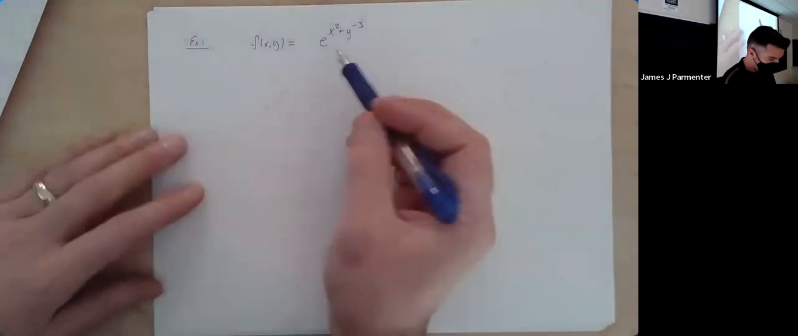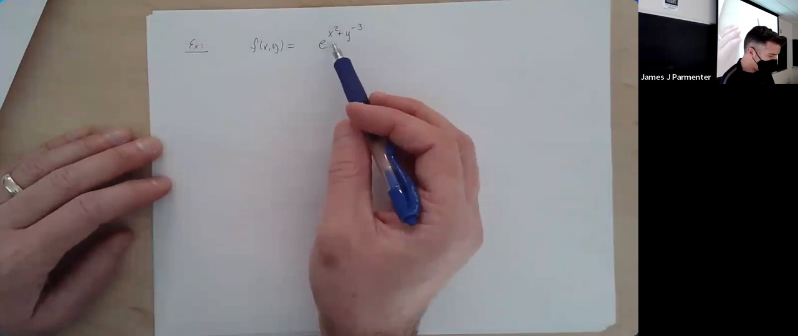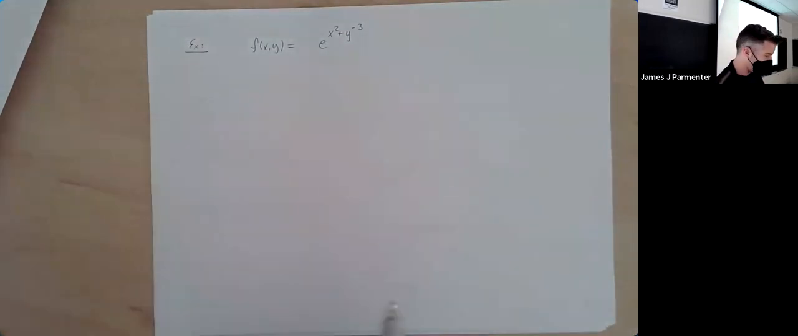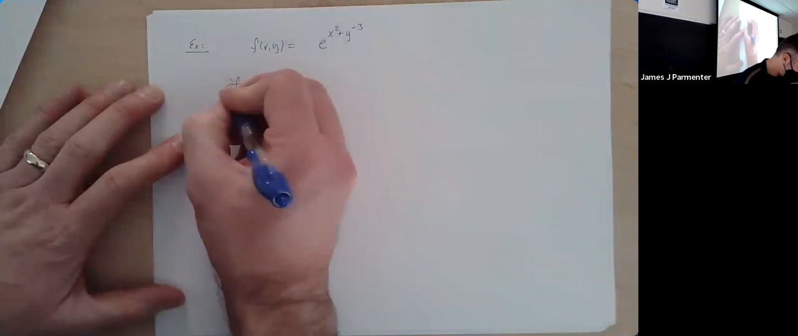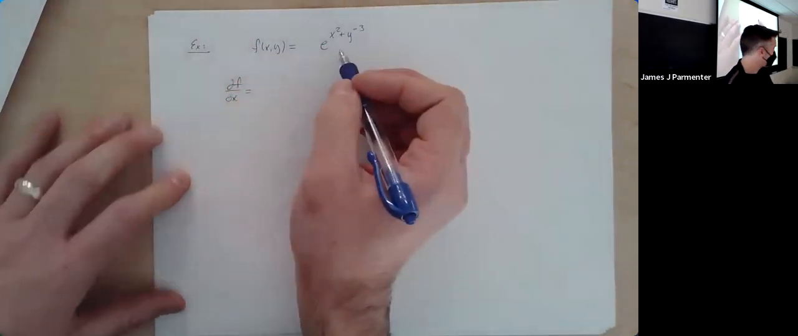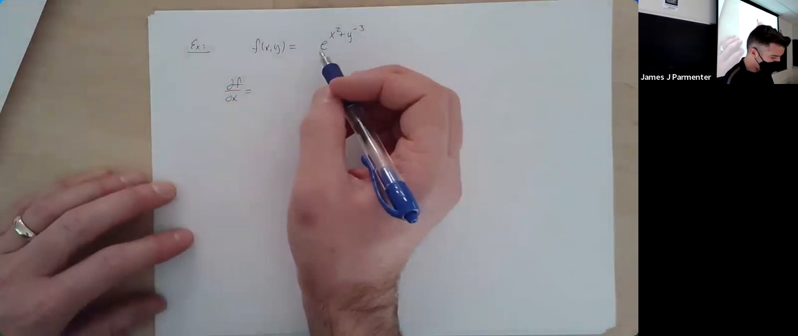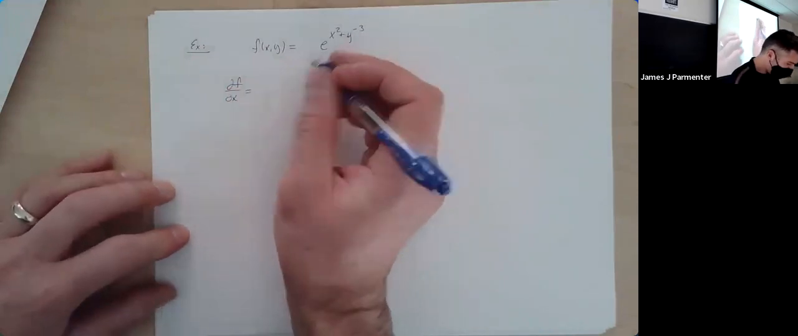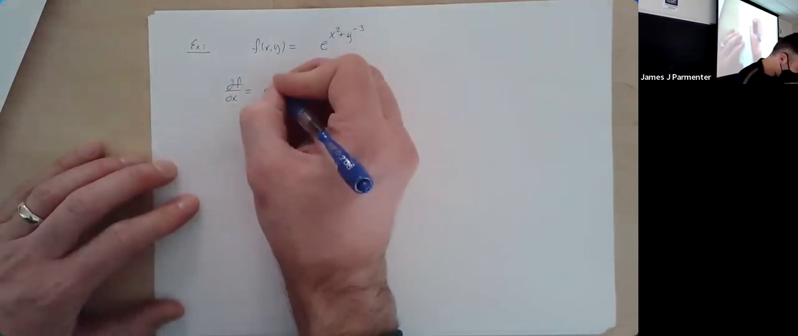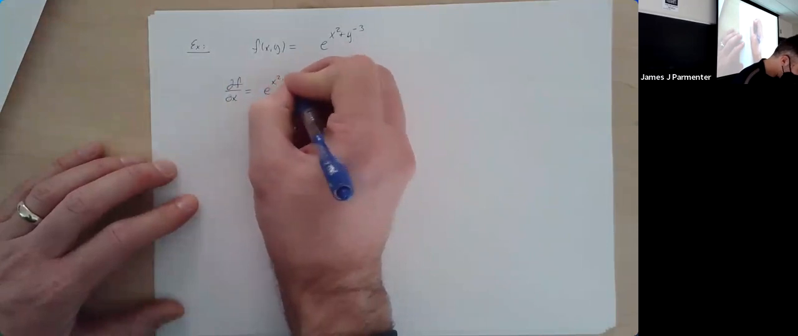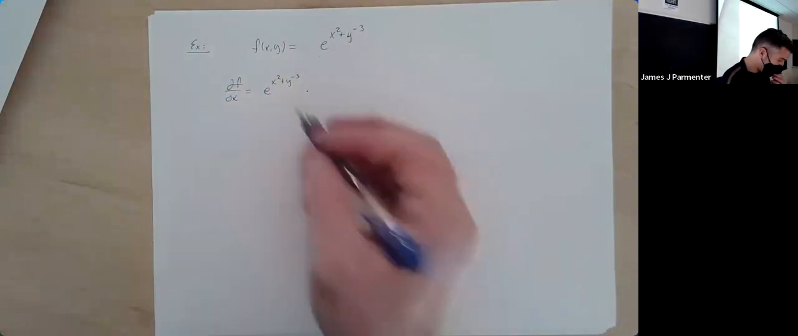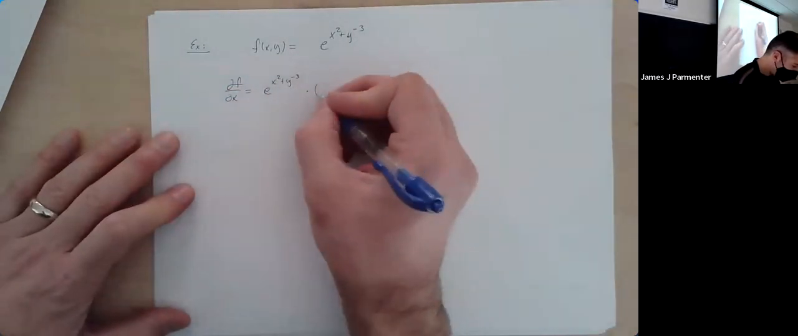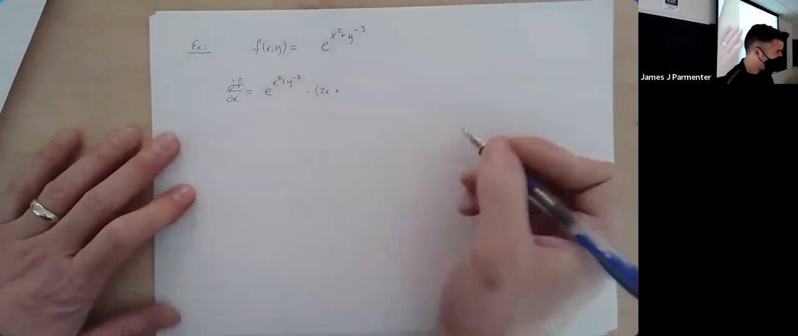So here's our function. You could attack this one of two ways if you're taking partial derivatives. We want to find del f del x. One way is just to think of it as is. I've got e to the stuff, and the derivative of e to the stuff is e to the stuff times the derivative of the stuff. What's the derivative of x squared? What's the derivative of y to the negative third?